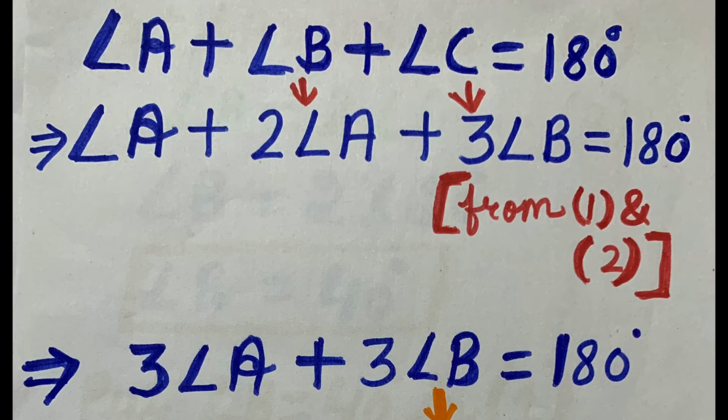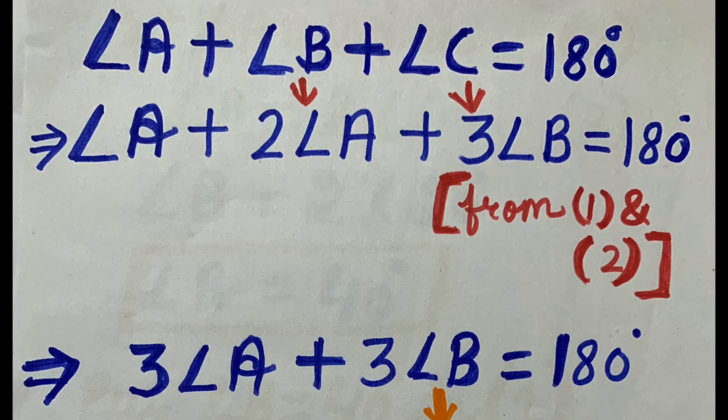So we will replace angle B with 2 angle A, plus angle C. From equation number 1, angle C is equal to 3 angle B. So in this equation we will replace angle C with 3 angle B, is equal to 180, as it is in the bracket. I will write the reason: from equations 1 and 2. Now children, I will solve it.